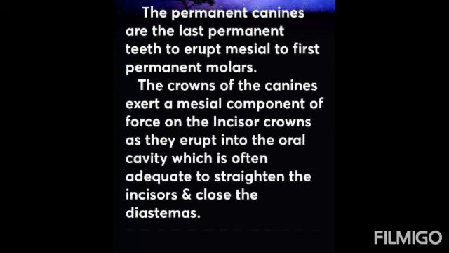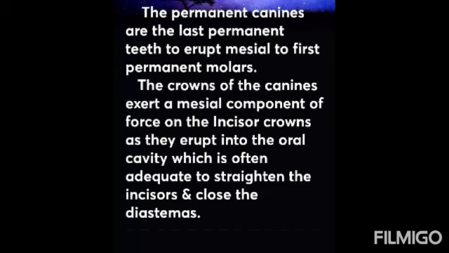The permanent canines are the last permanent teeth to erupt, mesial to the first permanent molars. The crown of the canine exerts a mesial component of force on the incisor crowns as they erupt into the oral cavity, which is often adequate to straighten the incisors and close the diastema. So once the crown of the canine erupts, there is no longer pressure on the root of the incisor.